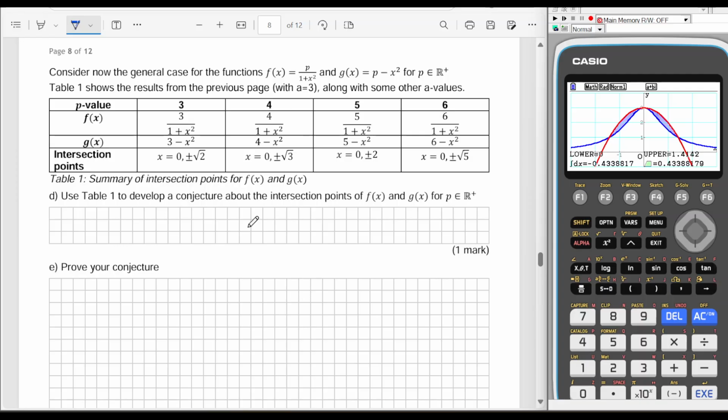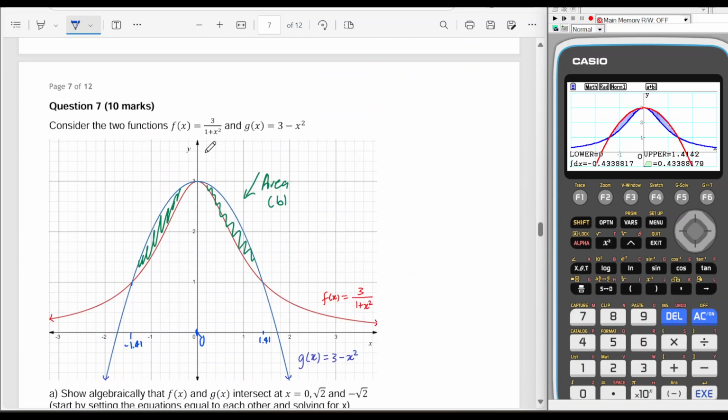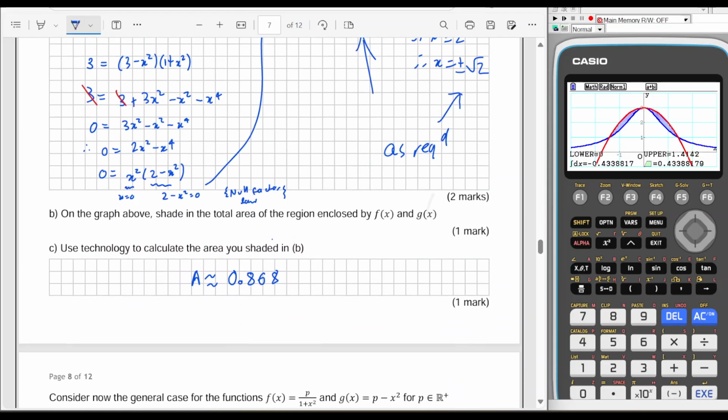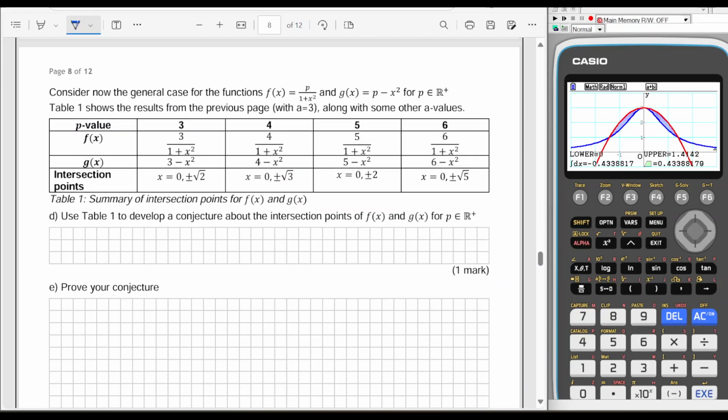Okay, so we've got a few different pairs of functions. This one I had was p equals 3, and that number is the p. So we're basically just going to look at this pattern, p equals 4, 5, or 6, etc. And we might get some intersection points. So f of x, might just say this in full. So let f of x equal p over 1 plus x squared, and g of x equal p take x squared.